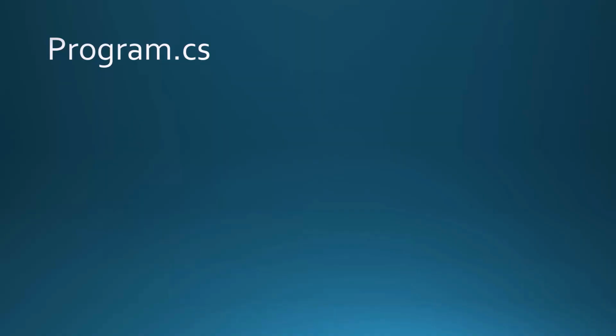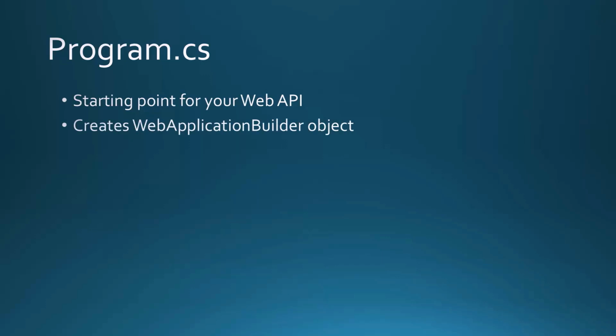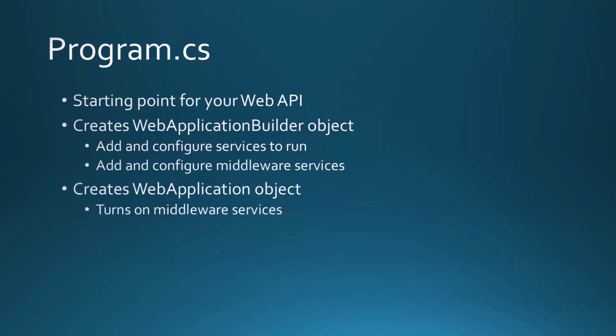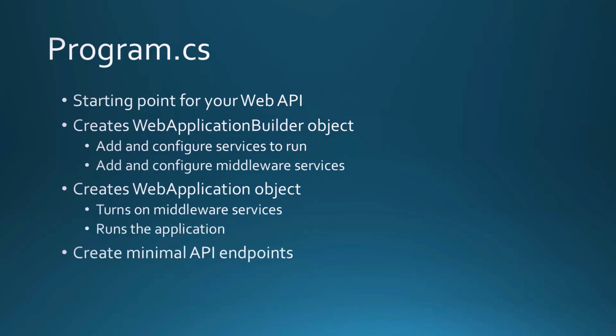Well, up to this point, we've kind of just done configuration, got our project going. And we saw a little bit about this program.cs. Well, this is the starting point for your web API. Inside of here it creates a web application builder object, which we use to add and configure the services to run. We add and configure middleware services. It creates a web application object that helps us turn on which middleware services we want. And it runs the application. And it also helps us create our minimal API endpoints.